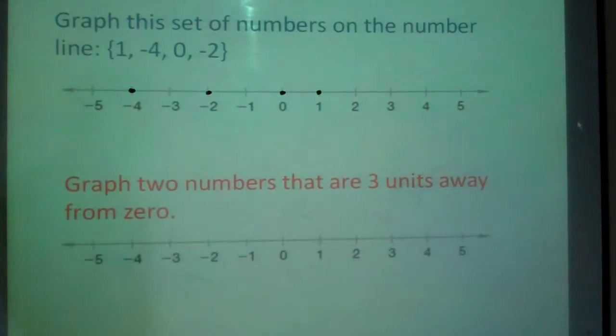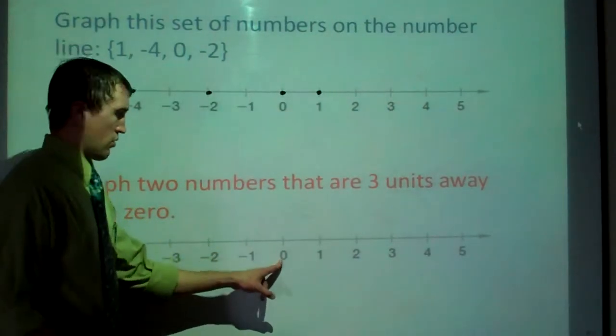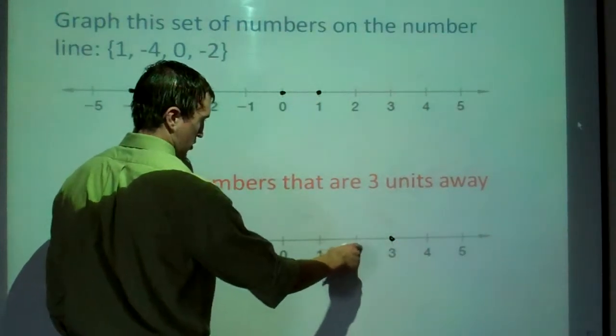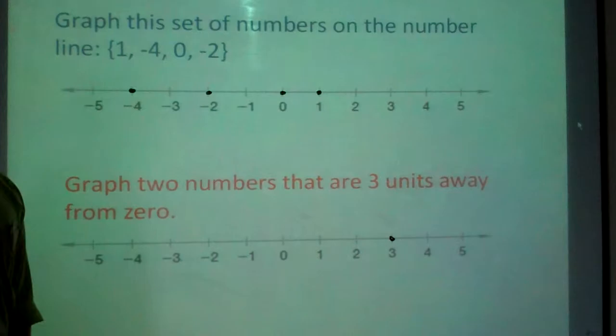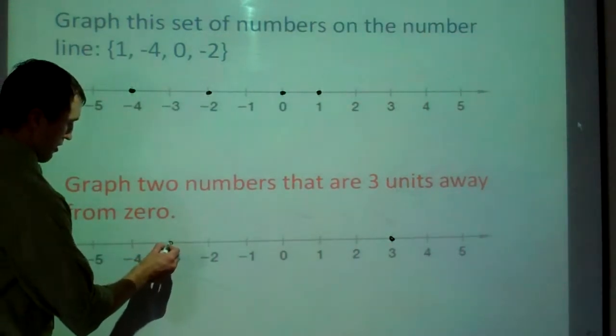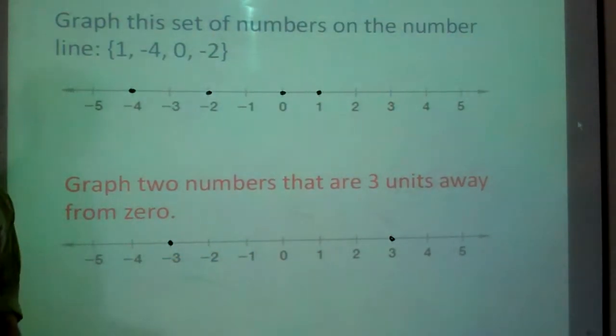Now, 2 numbers that are 3 units away from 0. This is kind of back to our absolute value questions. So, what is 3 units away from this point right here? Well, 3. 1, 2, 3. And as we know from our absolute value, negative 3 is also 3 units away. 1, 2, 3. So we got to keep that in mind.